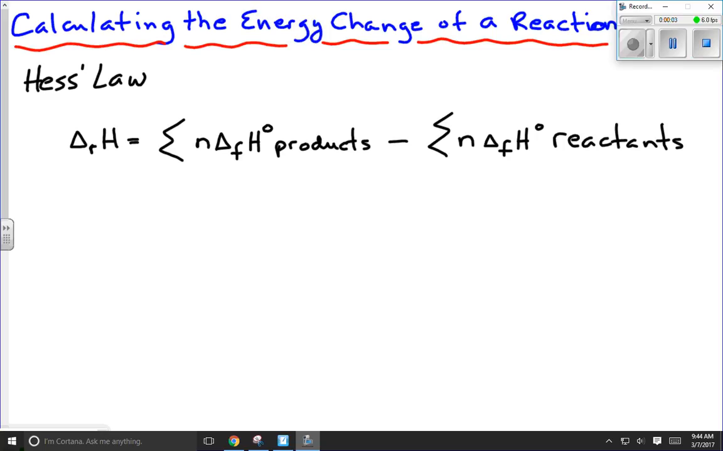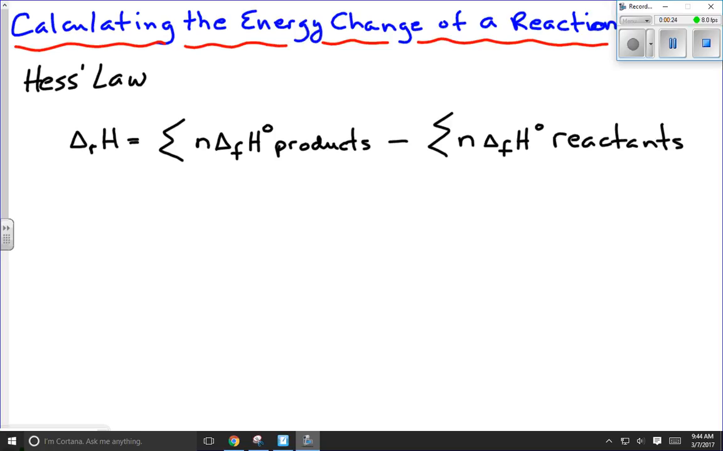This lesson will explain how to calculate the energy change of a chemical reaction that you might find in the Science 30 course. We're going to use Hess's Law for this, and this is one of the nastiest looking formulas you're going to see in Science 30. But when we actually see how it's done, it's not that bad. It's a nasty looking formula because of all the symbols involved.